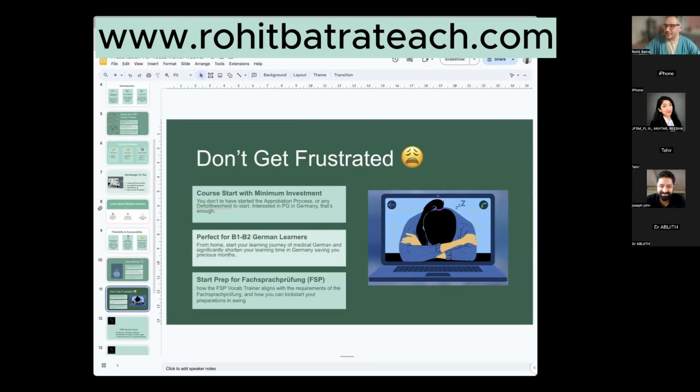Simply because if you want to join any other FSP course, and I'm not saying this is a complete FSP course, I'm just saying if you want to get a taste of FSP, you need to first start the approbation procedure, get a deficit Bescheid, apply for a visa, book a flight, go to Germany, then join a course, have a waiting period there, at the same time finish B2. There's a lot of things you need to do before you even get a chance to experience what medical German is. And that can lead to a lot of frustration. And people want to save time.